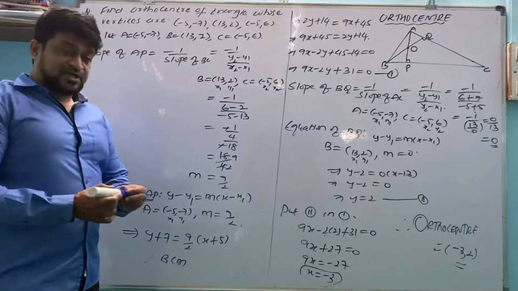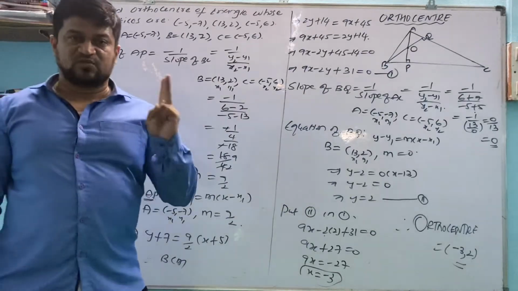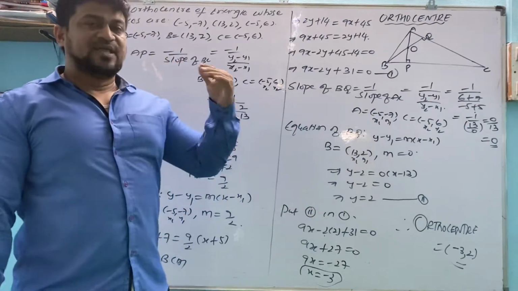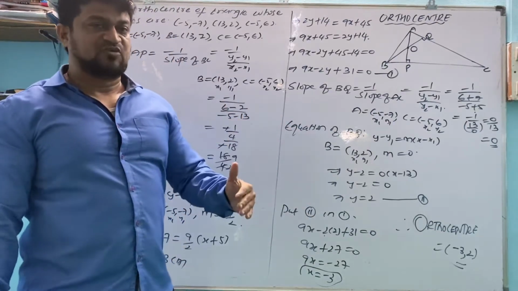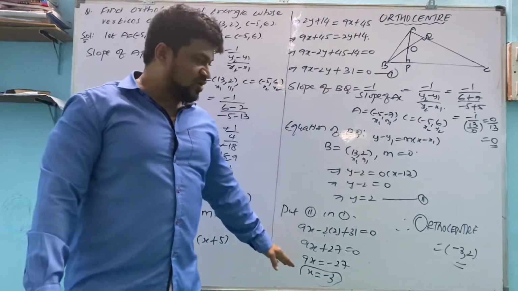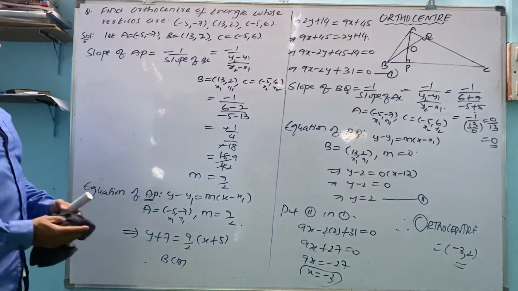How to get the orthocenter? Check once again. We have 4 steps to follow. Slope of AP, equation of AP. Slope of BQ, equation of BQ. 4 things. Then the equation of AP and the equation of BQ. That means the first and second equations are solved in order to get the value of the orthocenter. Similarly, we have a problem when equations are given to us.